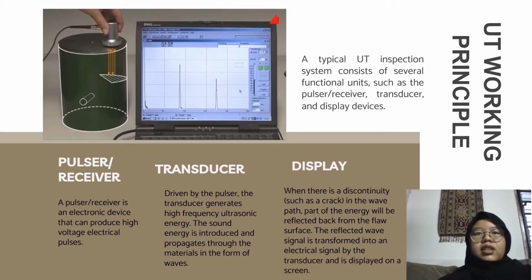The sound energy is introduced and propagates through the material in the form of waves. When there is a discontinuity, such as a crack, in the wave path, part of the energy will be reflected back from the flaw surface. The reflected wave signal is transformed into an electrical signal by the transducer and is displayed on the screen.